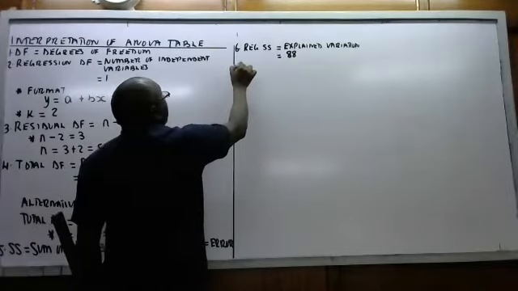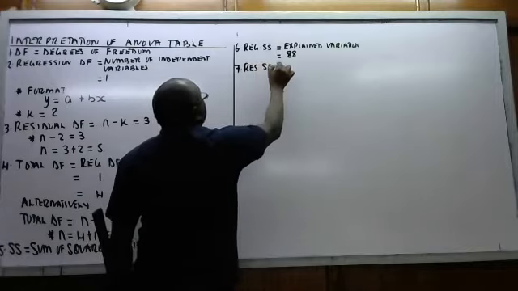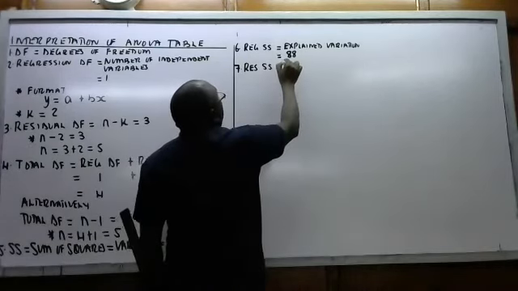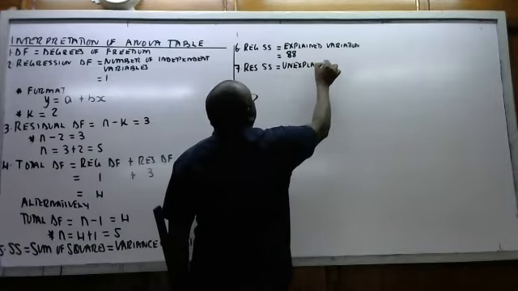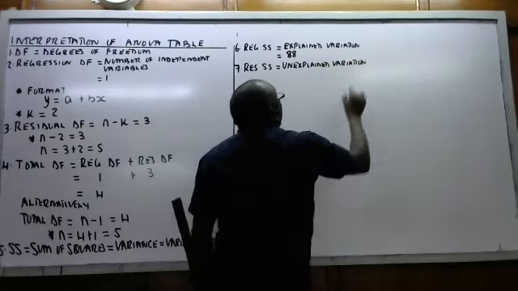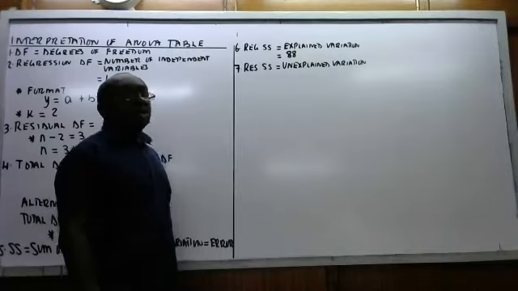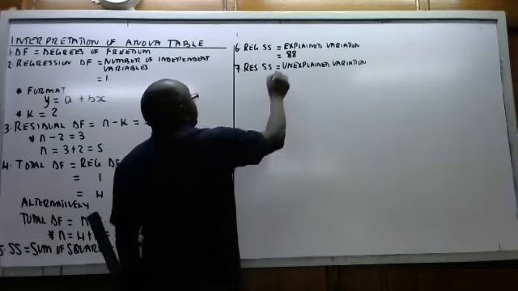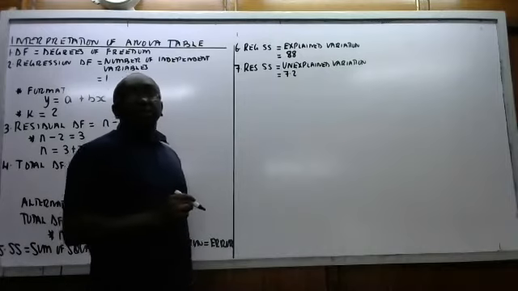Then, point number 7 is residual SS. Residual SS is what we have been calling unexplained variation. So, unexplained variation in your table, it is given as what? 7.2. Good.